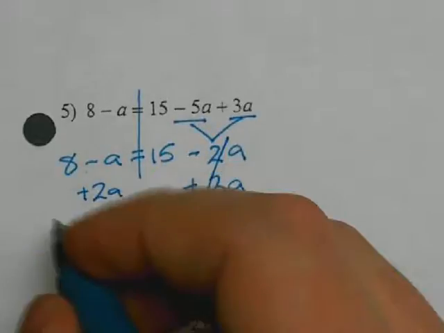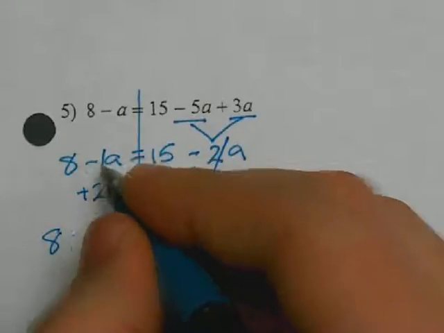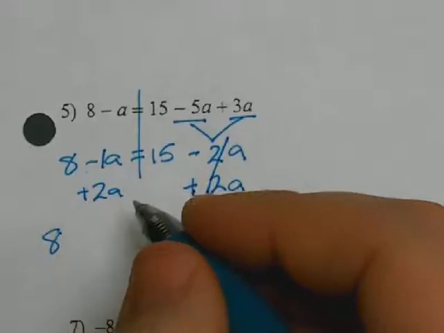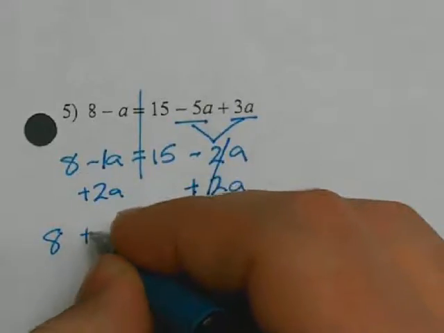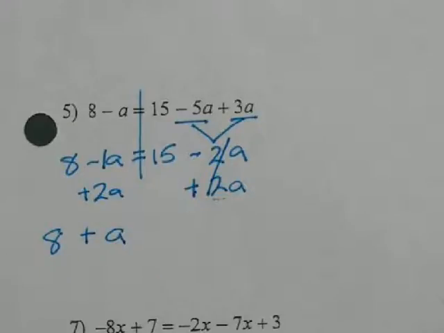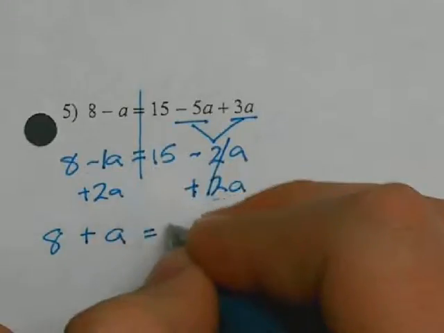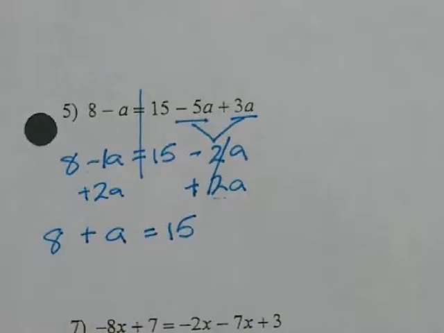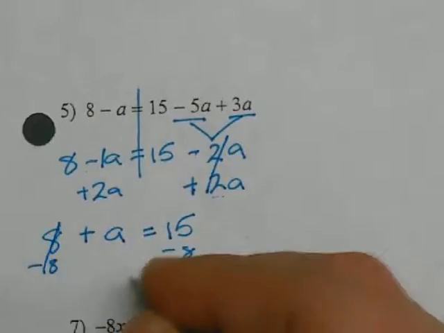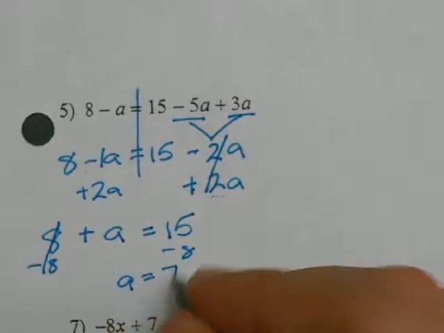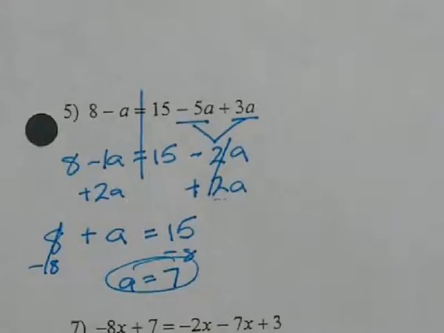I now have 8, negative 1 plus 2. If I'm at negative 1 and I move to the right 2 times, that's going to take me to a positive 1a, or just simply a. And that's going to be equal to 15. Then from there, I just have to do the inverse to isolate the variable a. So I'm going to subtract 8 from both sides, and I have a equals 15 minus 8, which is 7. A equals 7. Hope that helped you there.